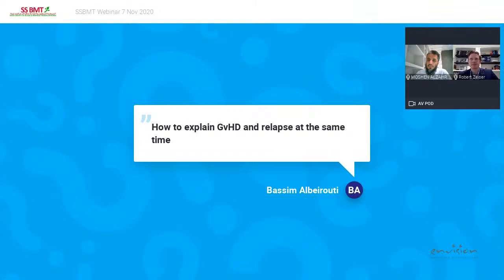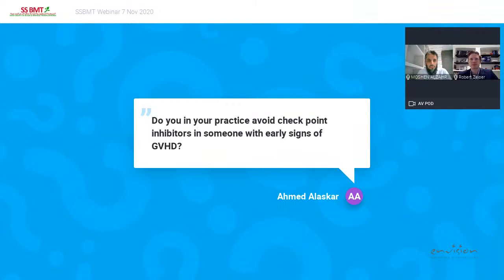Last question. Do you, in your practice, avoid checkpoint inhibitors in someone with early signs of GVHD? Yes, so we have used checkpoint inhibitors for patients with relapse of AML, and some of them had a good response, but we never included patients who had signs of graft-versus-host disease. We have seen cases reported by others where the patients had developed terrible acute graft-versus-host disease, and it has a high mortality in those patients, because you probably have a precursor frequency of T cells that are able to cause GVHD, and when you take away their control with a checkpoint inhibitor, you risk very severe acute GVHD. Okay.